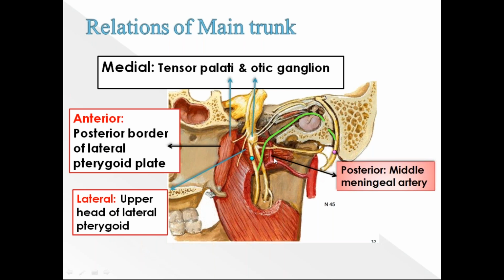If you see the posterior relation, it is related to the middle meningeal artery. You can see the middle meningeal artery entering the foramen spinosum. This forms the posterior relation of the main trunk. Once again I am repeating: the main trunk of the mandibular nerve is related medially to the tensor palati and otic ganglion, laterally to the upper head of lateral pterygoid, anteriorly to the posterior border of the medial pterygoid plate, and posteriorly to the middle meningeal artery.